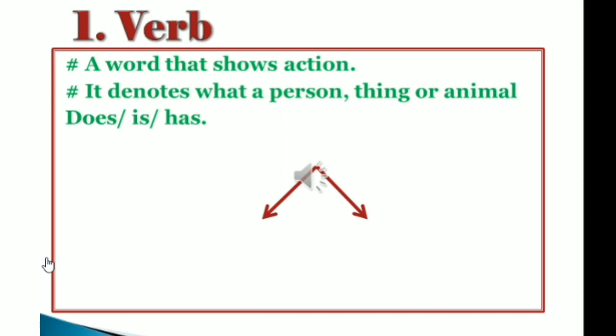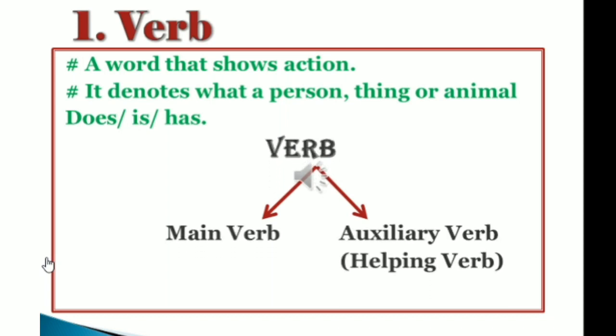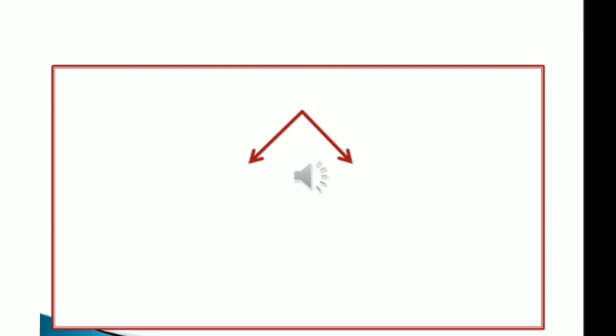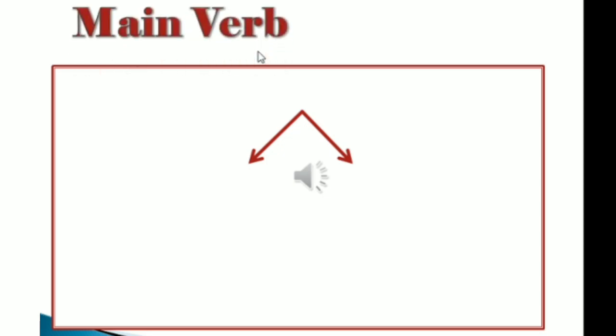There are two kinds of verbs, main verb and auxiliary verb. Auxiliary verb is also known as helping verb. When we think about main verb, it is again classified in two types, regular verb and irregular verb.